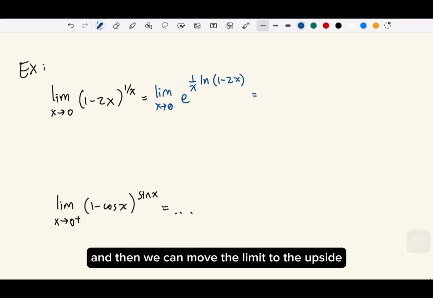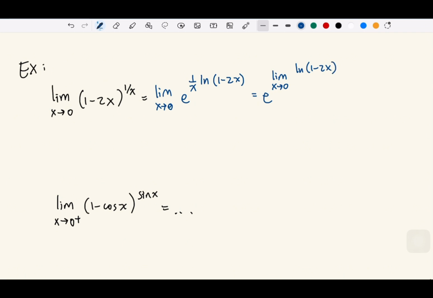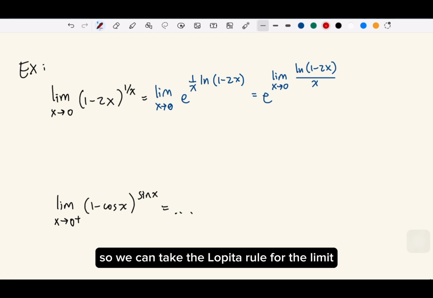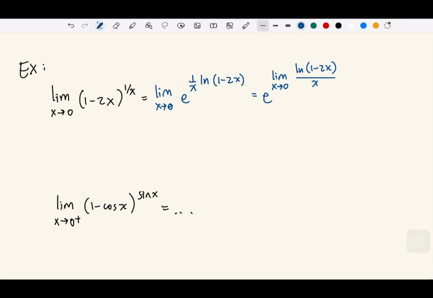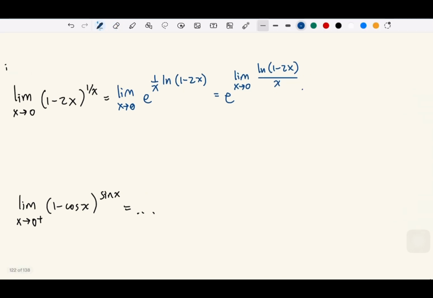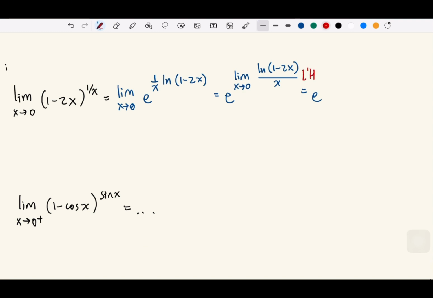And then we can move the limit to the upside. So e and the limit. And now we have the condition for 0 over 0, so we can take the L'Hopital rule for the limit. Or maybe let me write here: e and then take the L'Hopital.